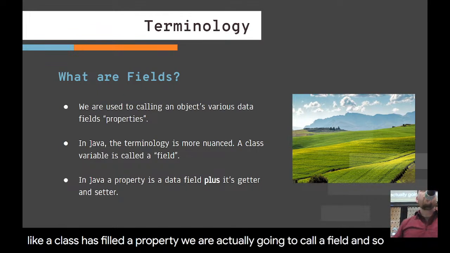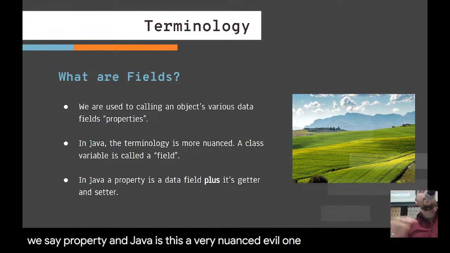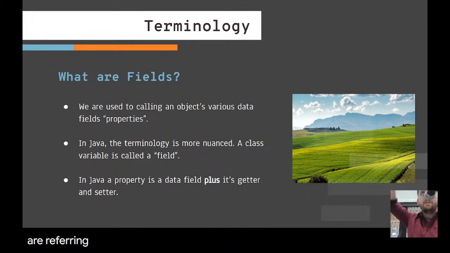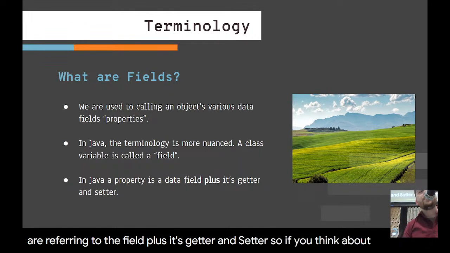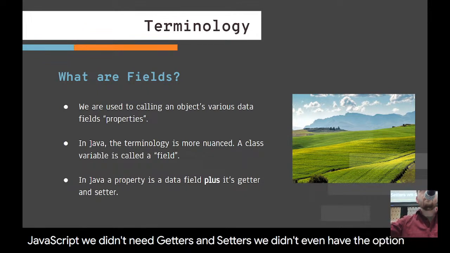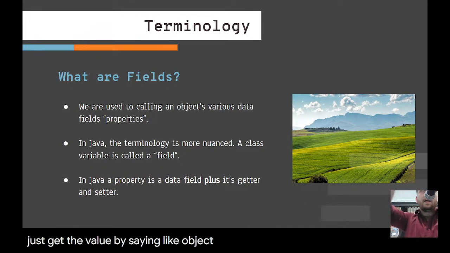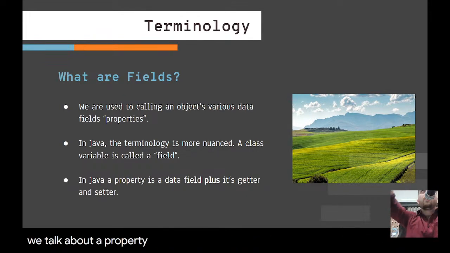When we say property in Java, this is very nuanced, but we are referring to the field plus its getter and setter. If you think about it, in JavaScript, we didn't need getters and setters. We didn't even have the option of creating them. A property, you could just set it and get the value by saying object.property name. So in Java, when we talk about a property, we're referring to the field plus the getters and the setters.